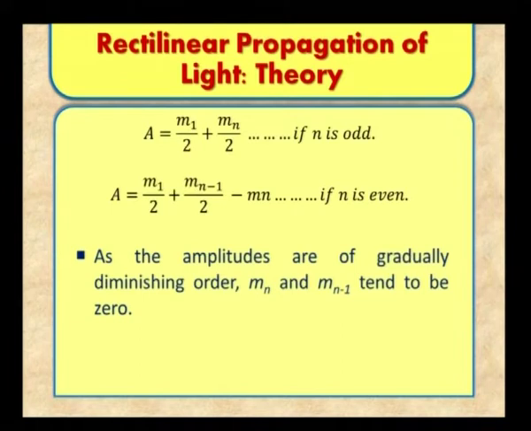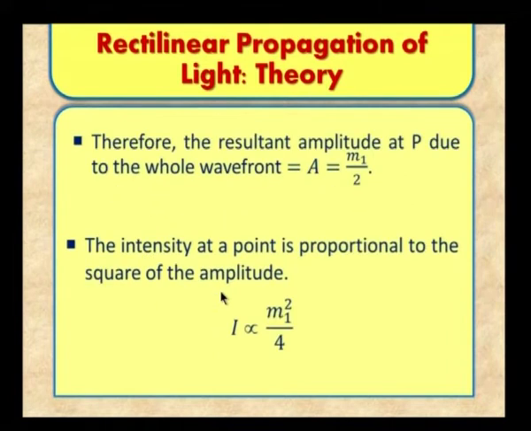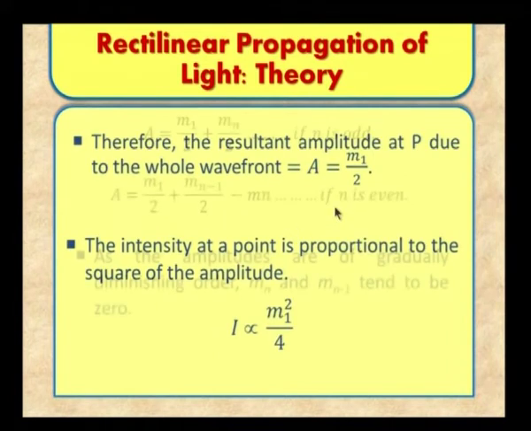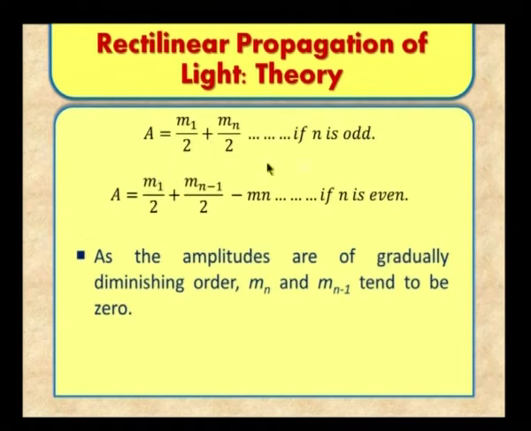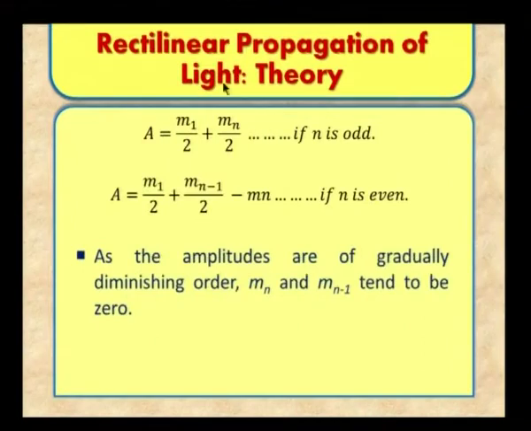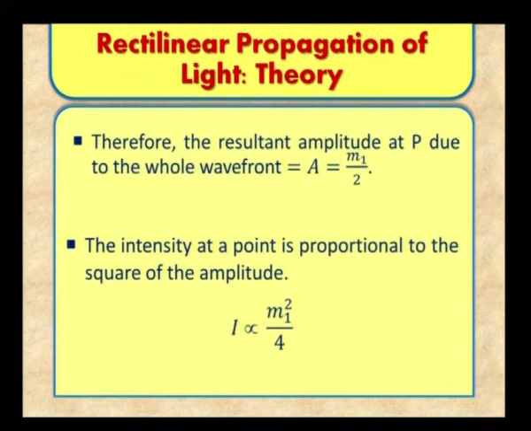As the amplitudes are of gradually diminishing order, Mn and M(n-1) tend to be 0. So, the resultant displacement will be M1 by 2. In these two expressions, irrespective of whether n is odd or even, however many zones the plane wave front is divided into, the resultant depends on only M1 by 2. The resultant amplitude will be M1 by 2.